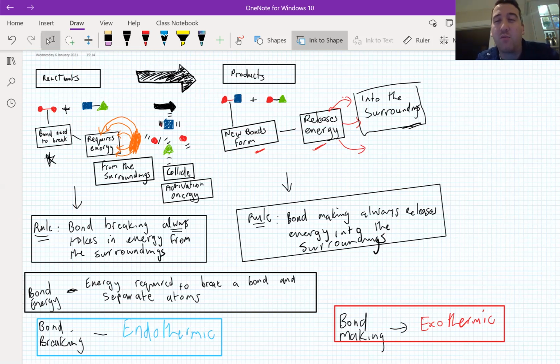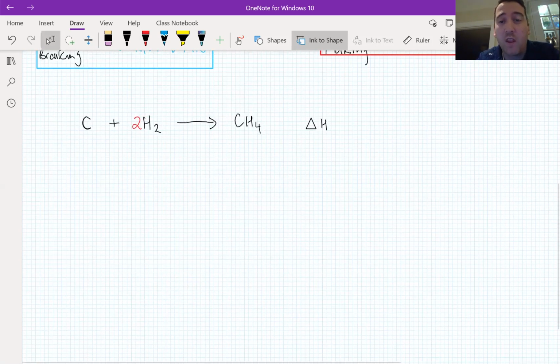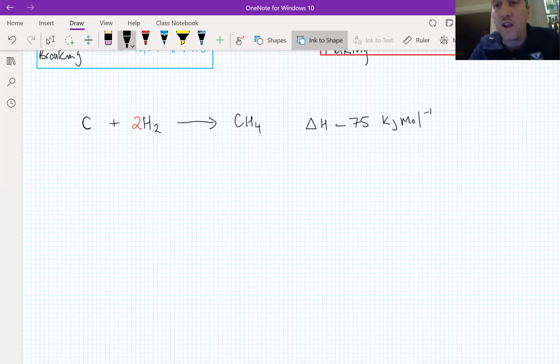This should link back to your previous video when we looked at reaction profiles. Overall, is the reaction exothermic or endothermic? We know there's bond breaking and bond making going on, but overall, which one is winning out? Is there more energy going in or more energy going out? Well, the delta H for this particular reaction is minus 75 kilojoules per mole, which means for every mole of reactants reacting here, you're going to produce minus 75 kilojoules of energy.